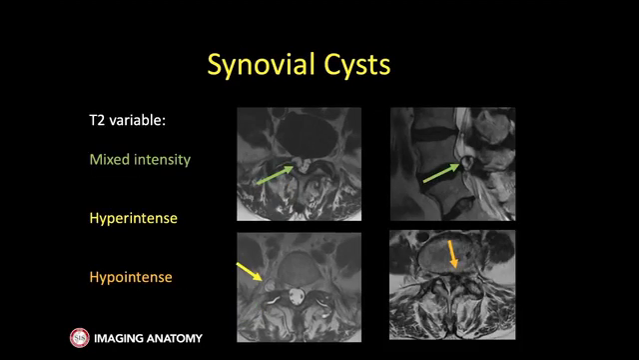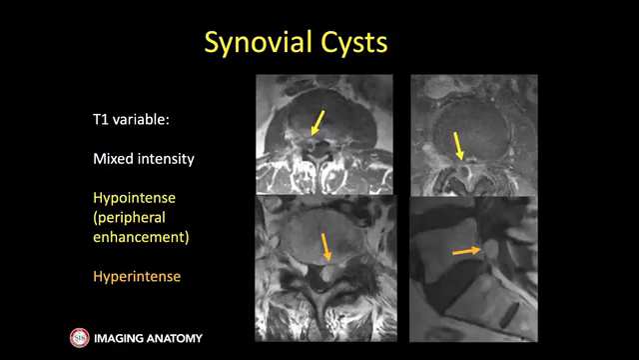So their signal intensity can be variable. Well, on T2, they can have mixed signal intensity. They can be hyperintense because of the fluid content. They can be hypointense sometimes because of mineralization. On T1, they can also have mixed signal intensity because of some proteinaceous material. So they may be natively somewhat bright on T1.